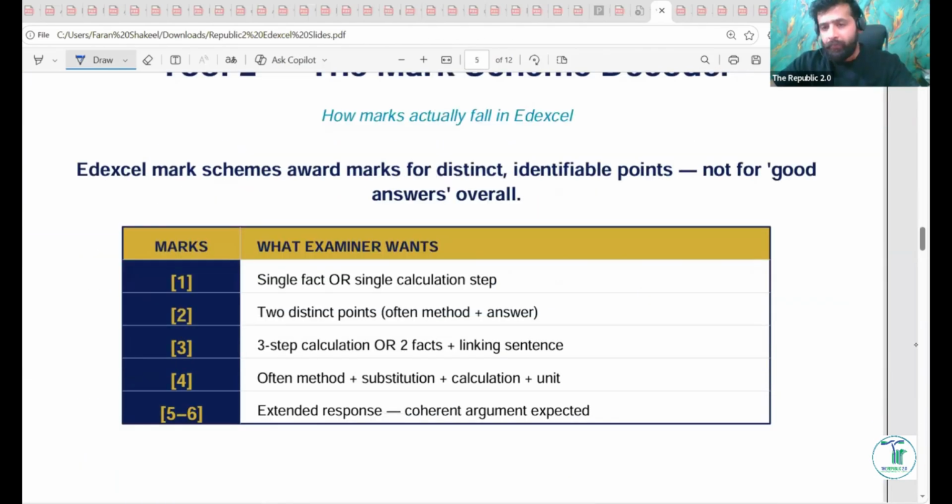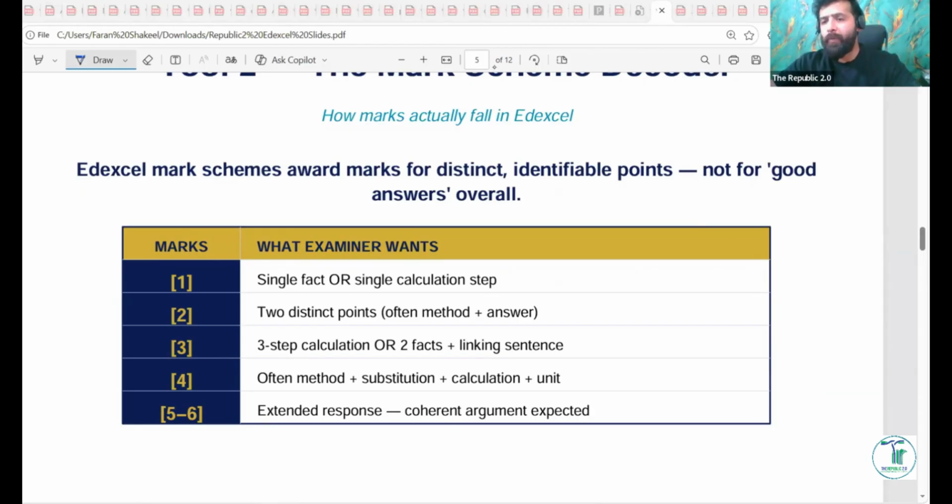Now, we've got the marks decoder, right? Okay, so after that, we've got some sort of a marks decoder.